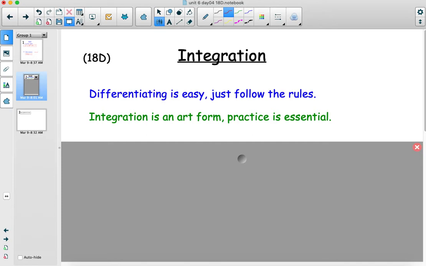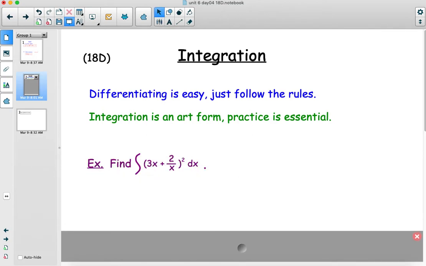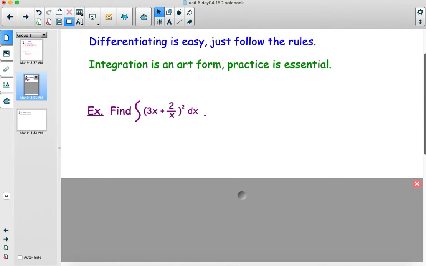So I have a couple examples to work through. And once again, you might want to try them on your own first, and then go ahead and hit play and see how you did. Alright, so let's find the integral of (3x plus 2 over x) quantity squared.